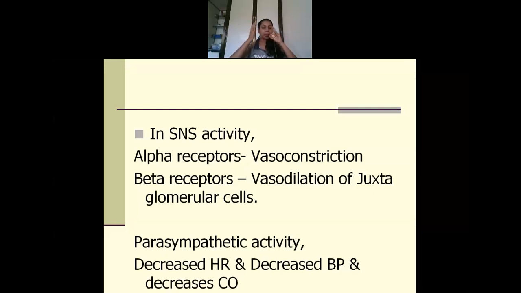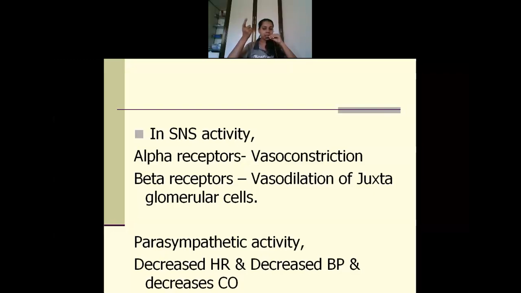Okay, next is parasympathetic activity. Now when I mainly use the term sympathetic nervous system, you should remember it results in vasoconstriction. Okay, when I tell parasympathetic, you should remember that it is just the opposite of sympathetic nervous system. Okay, parasympathetic will reduce the heart rate. If heart rate is reduced, what will happen? The BP will also reduce and cardiac output also will be reduced.